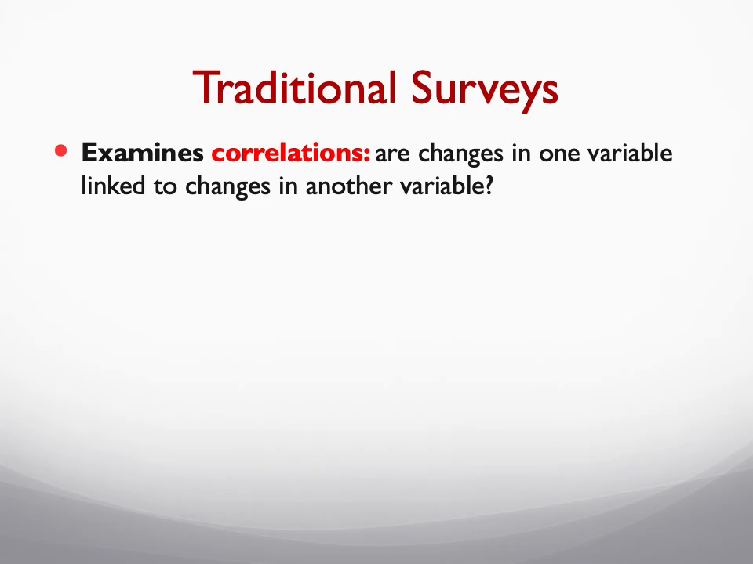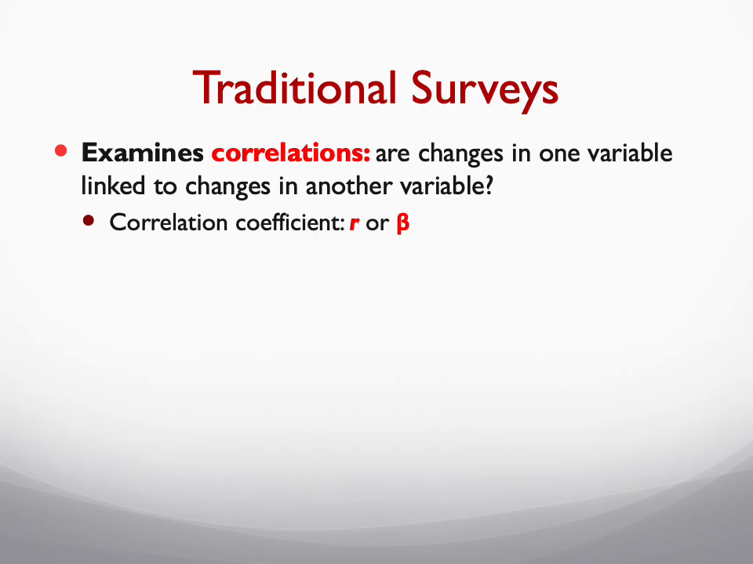And what a correlation asks and what it examines is, are changes in one variable linked to changes in another variable? And it means, is there a kind of systematic linkage between these things, that we can see the higher you score on one variable, the higher or lower you tend to score on another variable?